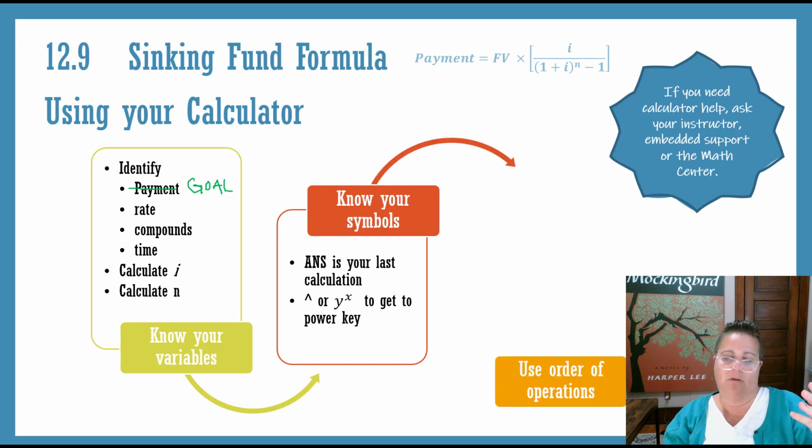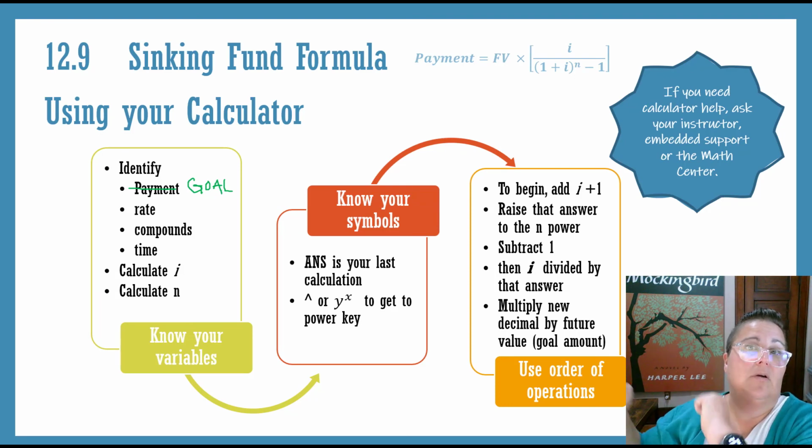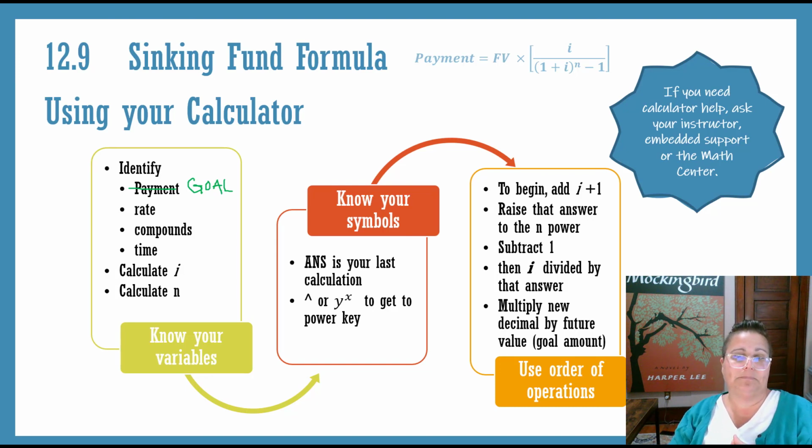And then once you have that, you can also just use the order of operations. We're going to start with the innermost parentheses, doing I plus 1 or 1 plus I first, and then taking that answer to the nth power. Then we're going to subtract 1 from it. We're going to save that answer in our calculator, or we're going to write it down on our paper, but we need all of the decimal places. We're then going to take our interest per period and divide it by that long decimal. And that's going to give us the number in the brick. Once we have that number, we're going to multiply it by the future value goal. Okay?